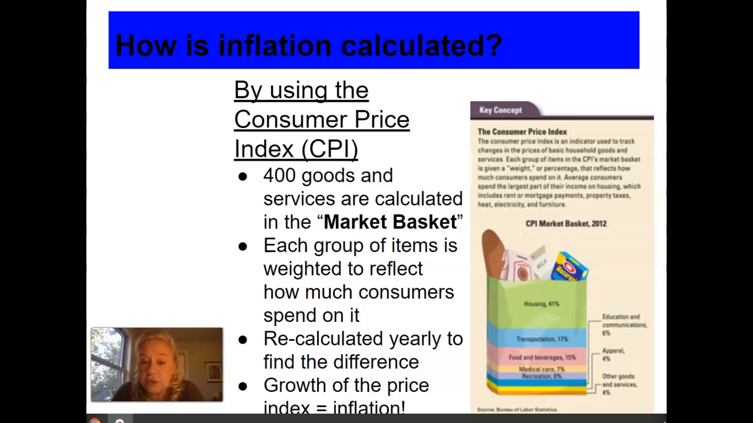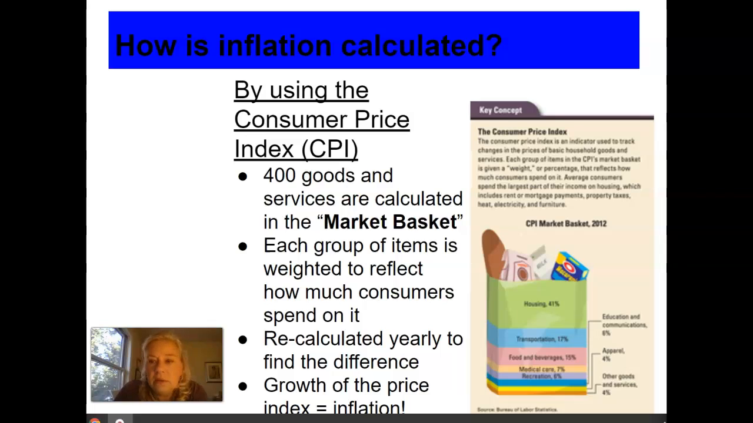Food and beverages, about 15%. Medical care, 7%. Recreation, 6% rather. Education and communications, 6%. Apparel, about 4%, and then other goods and services are the remaining 4%.